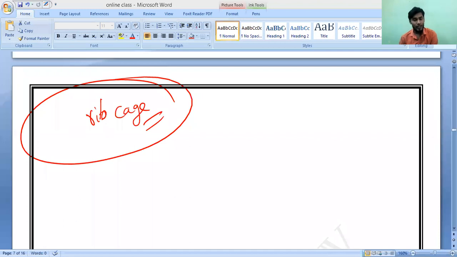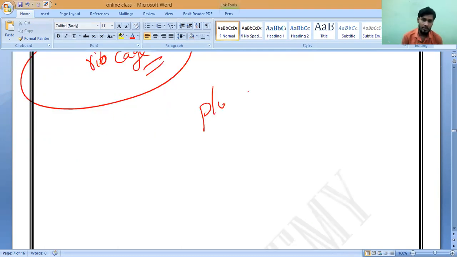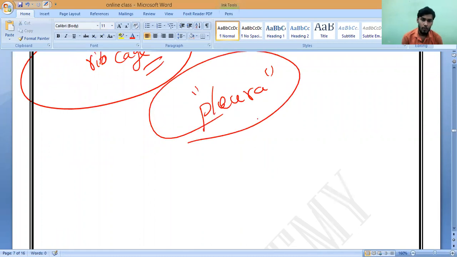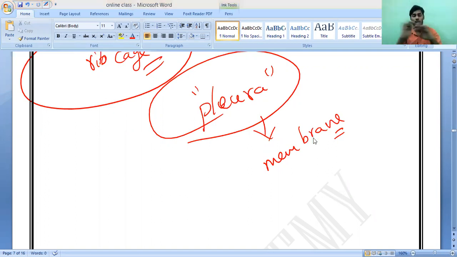Pleura. P-L-E-U-R-A, pleura, right? That is the most important point. The lungs are covered by two thin membranes called pleura. Must remember, all of you, most important. Ribs are next, further outside. There is no connection between the lungs and the rib. Remember that. So on the surface of the lungs, we have two double-coated membranes.